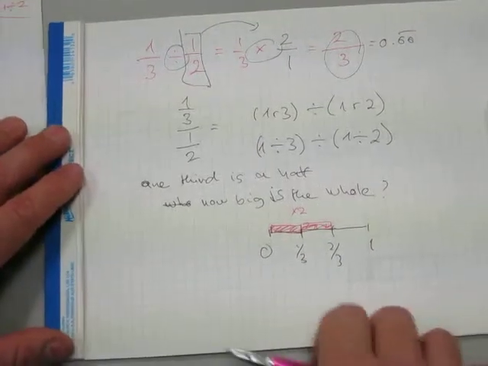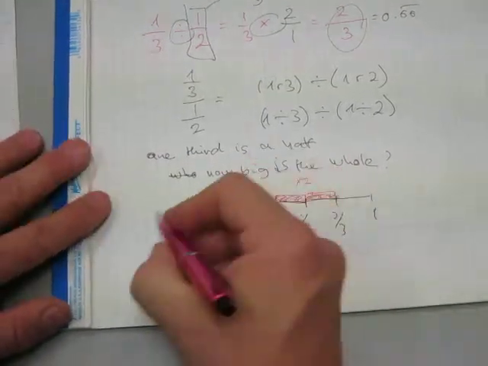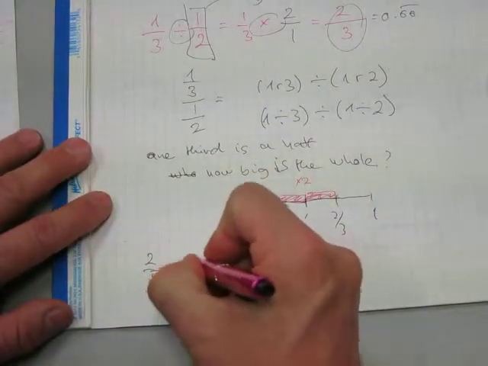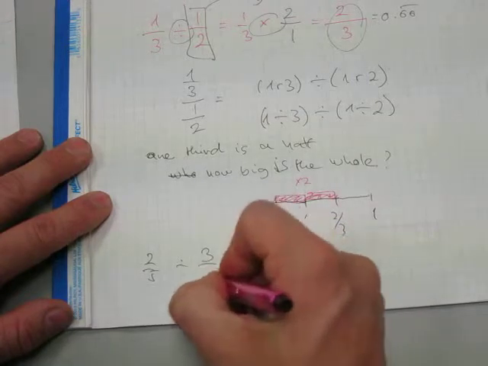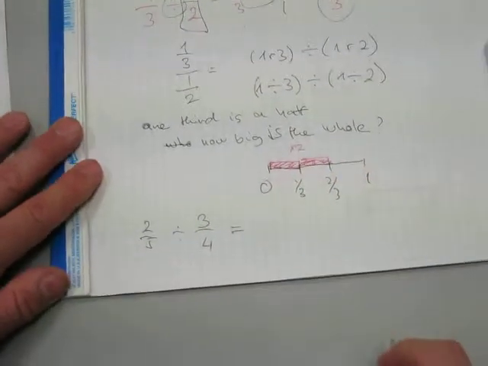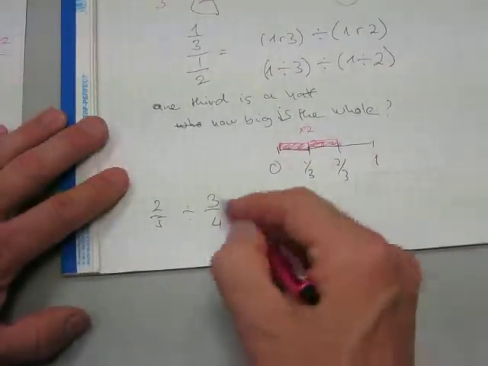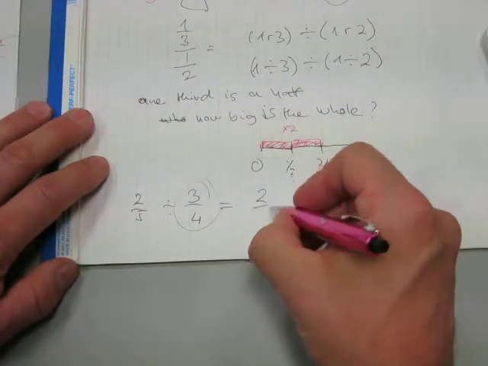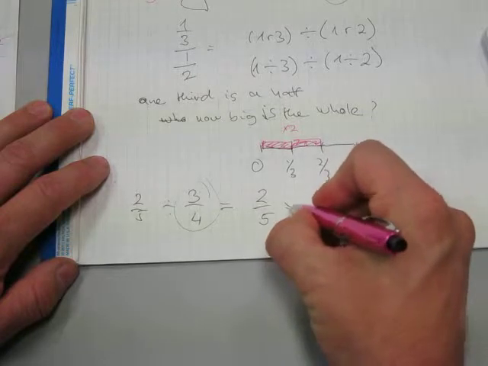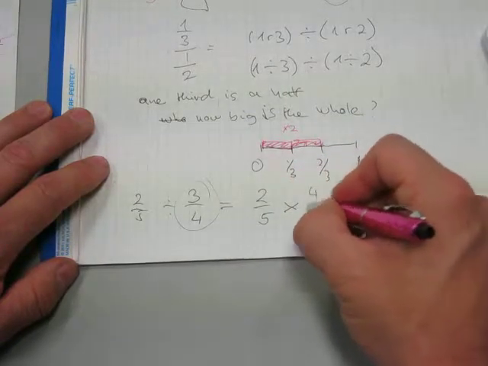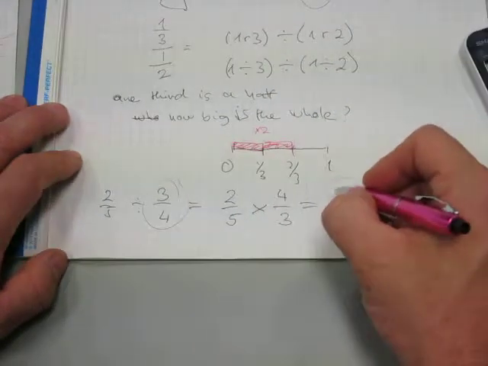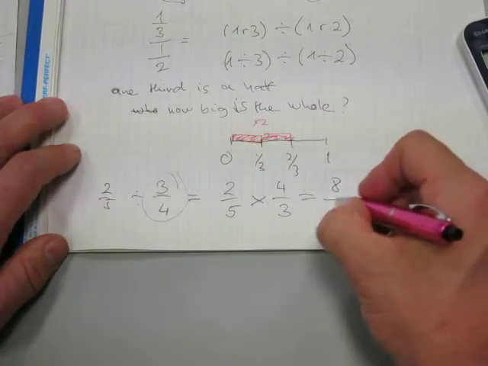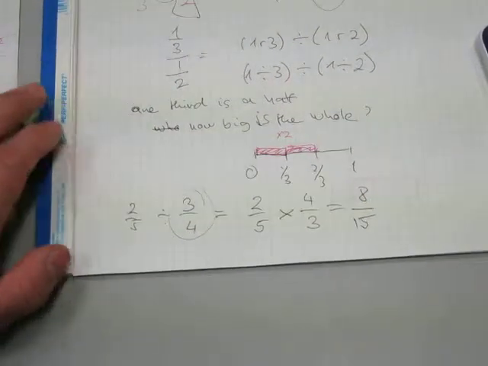Let's do one last fraction division here. 2/5 divided by 3/4. And to do just the mechanics of it, you have to take the reciprocal of the divisor, the dividend stays the same and it becomes a multiplication. 2 by 4 is 8 and 5 by 3 is 15.